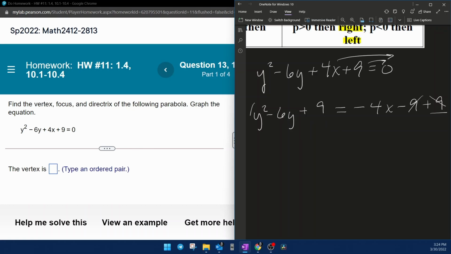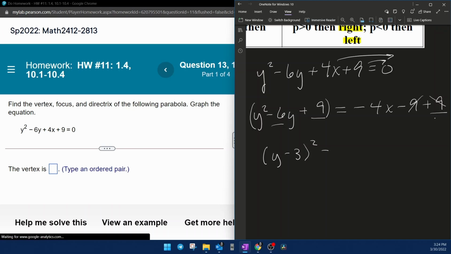Now that we've completed the square, we need to factor our perfect square trinomial. That is going to give us a y minus 3 quantity squared. And we know that because negative 3 times negative 3 is 9, and negative 3 plus negative 3 is negative 6. On the other side, we have only the minus 4x, and that is in standard form.